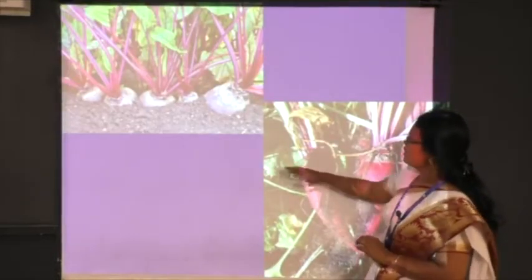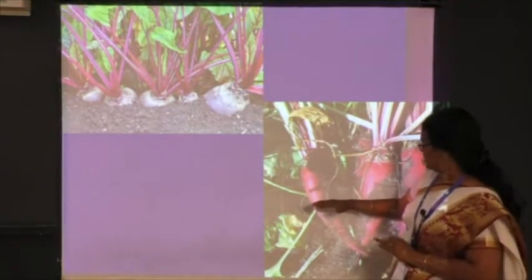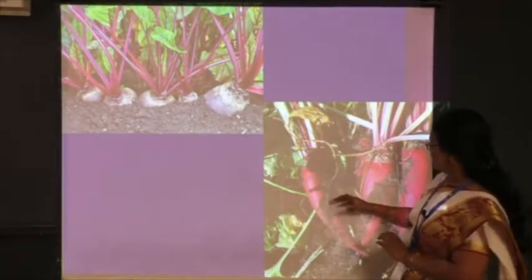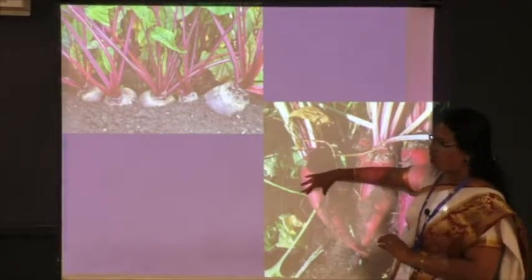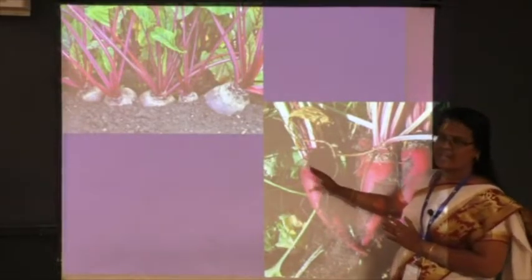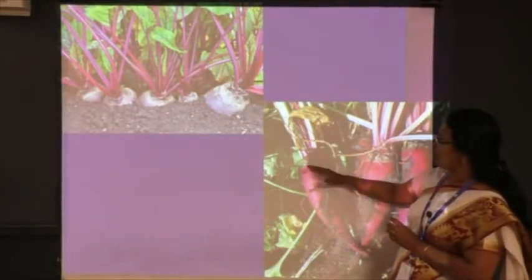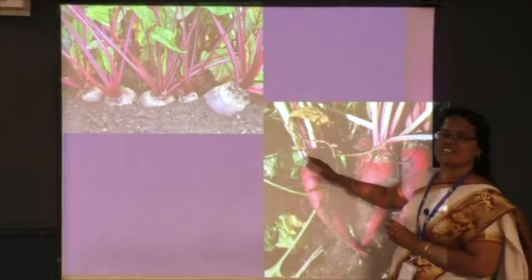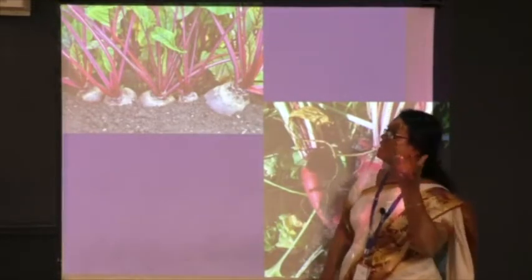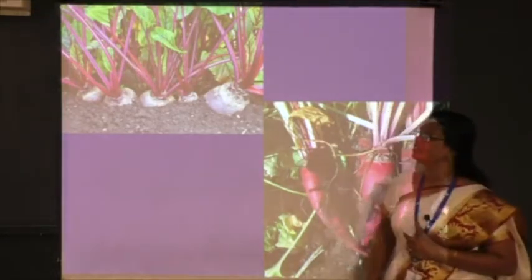This is napiform. The napiform example is radish, the binomial is Raphanus sativus. Here the middle region is somewhat broad, and the upper and lower regions are somewhat narrow. This is called napiform. This is called fusiform. Next to come, napiform, that is top shape. The example is beetroot, Beta vulgaris.